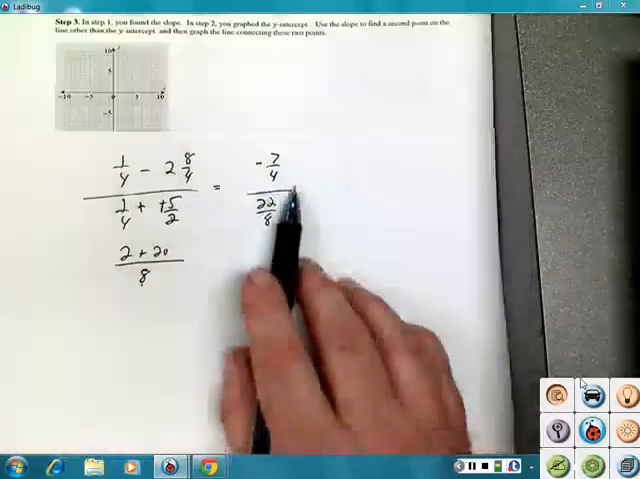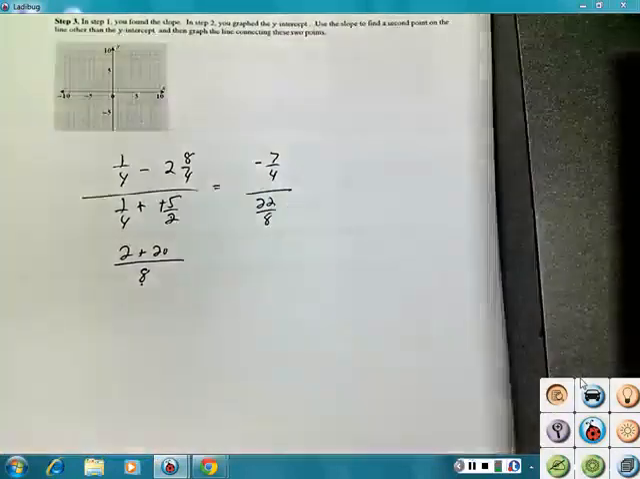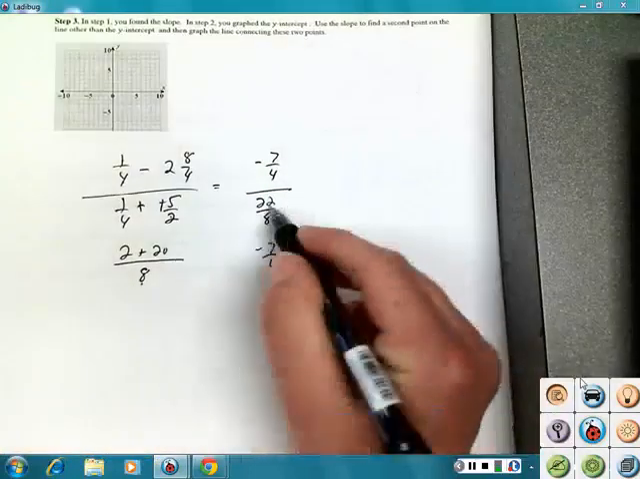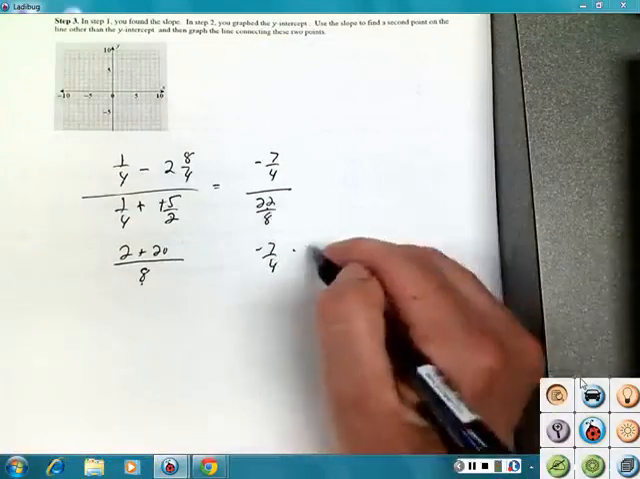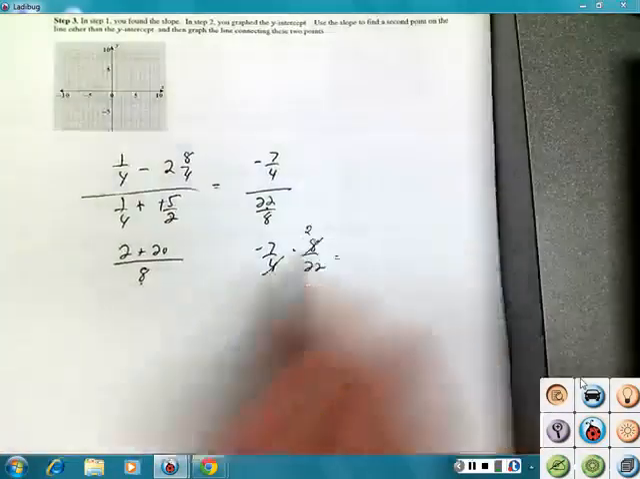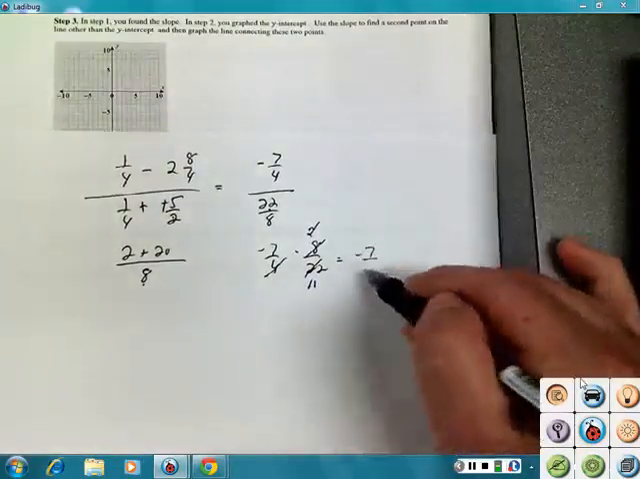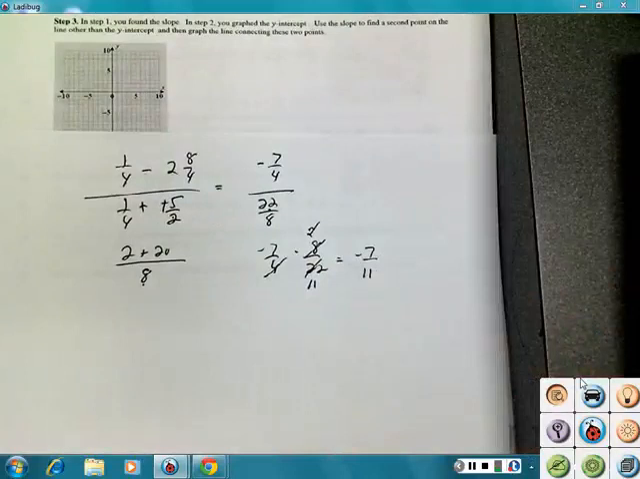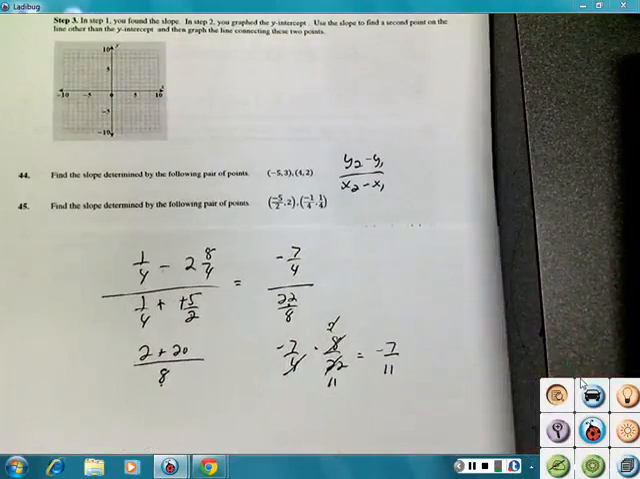What's this bar mean? What's that piece right there mean? Divide. Mm-hmm. So negative 7 fourths divided by this. So what do I have to do if I'm dividing? Flip. Yep. Flip it and put 8 over 22. And cancel. 8 and the 4 cancel. The 2 and the 22 cancel. So I'm left with a negative 7 over 11 would be my answer. So that's my slope with those fractions in there. Okay. Right.